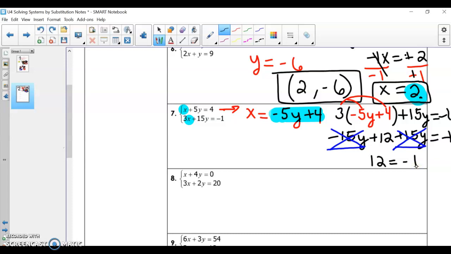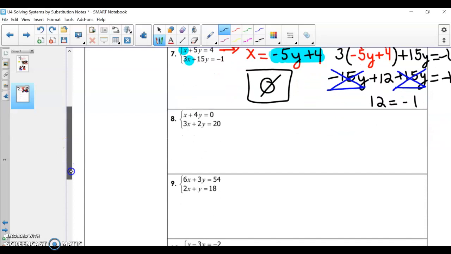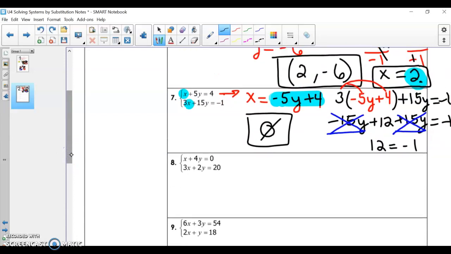If you look at the number line, is 12 exactly where -1 is? No, they're completely different numbers. So this tells me that this one is no solution, and you're done with that one. Now, before I run out of time on this video, I'm going to do the same thing for number 9.